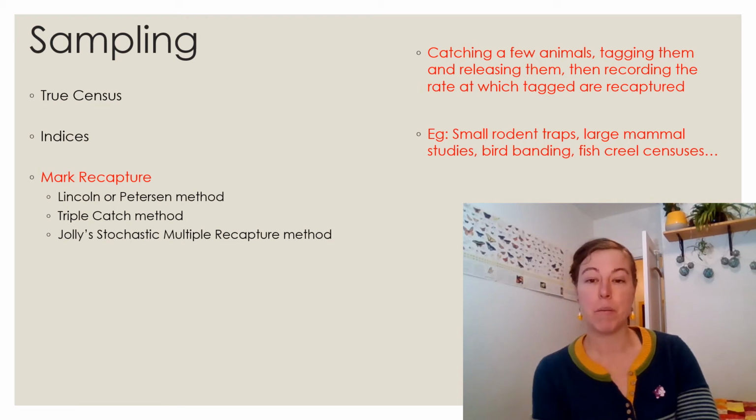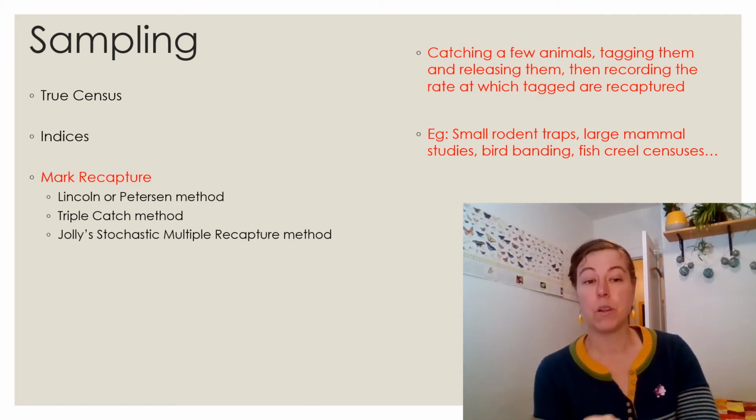We do this with small mammals, we do this with large mammals, we do this with bird banding. You might have seen birds with bands. How many times do we recapture that same bird with the same band? Fish creel censuses are common. If you're an angler, you might have heard of those.